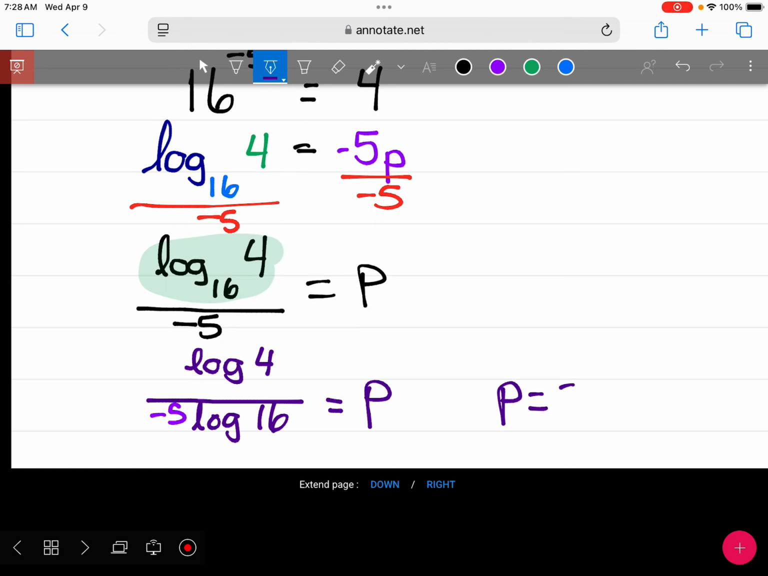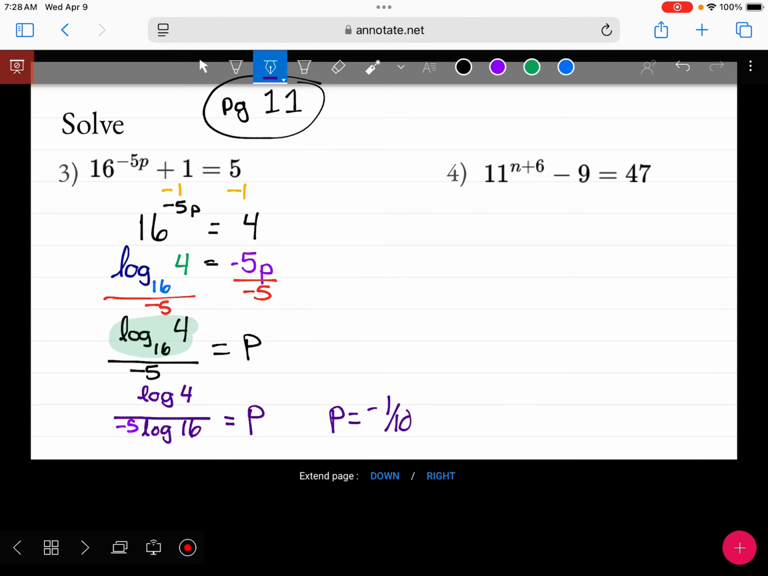So p is -1/10. And if you wanted to, you could come up here and type this in: 16 to the power of -5 times -1/10 plus 1. You could put that in up here to check it, and it would totally work. And since we got a nice tidy answer, it would be exactly right, not decimally close right. So we use our change of base, we use our logs to figure out what this exponent value is. That's kind of the whole point of logs.